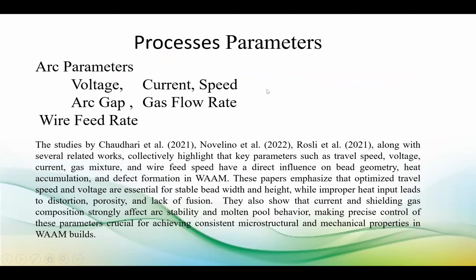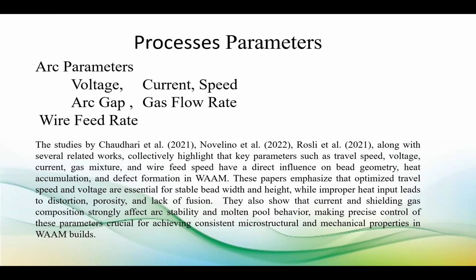So we were discussing WAM process parameters. The most important process parameters, voltage, current, and speed, together represent the power density, then the arc gap, and the inert gas flow rate. Similarly, wire feed rate: we have to feed a wire for melting, and that is another important parameter.